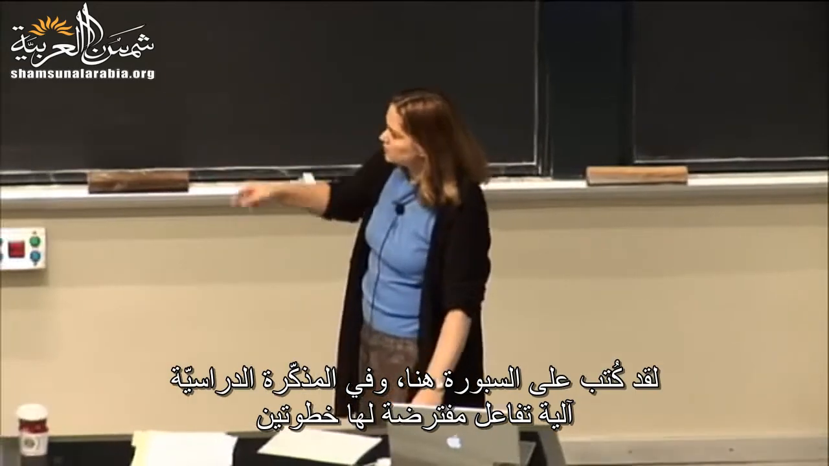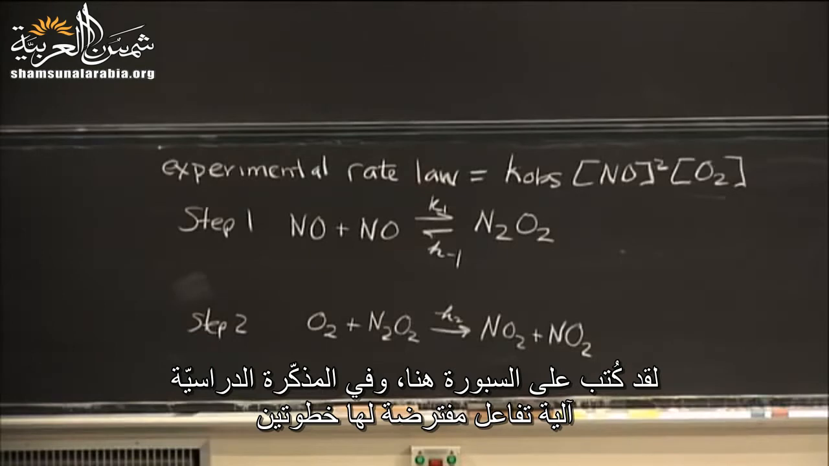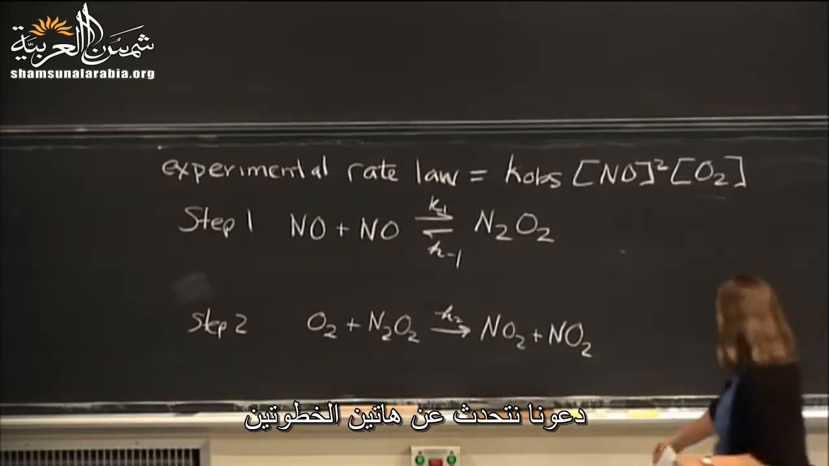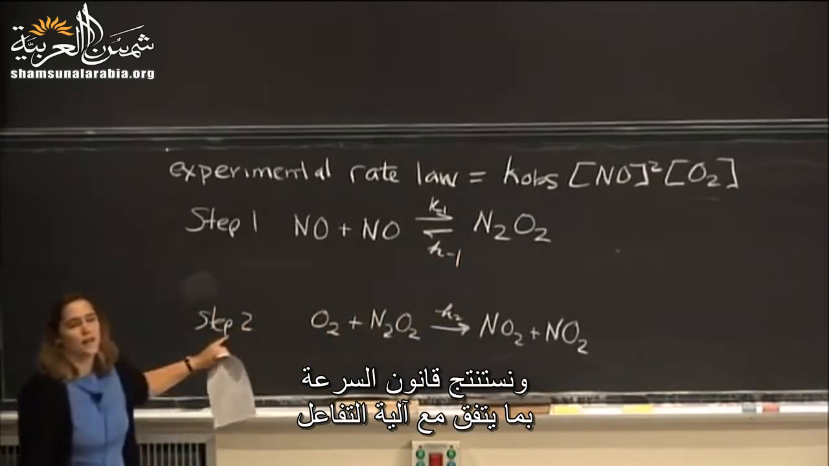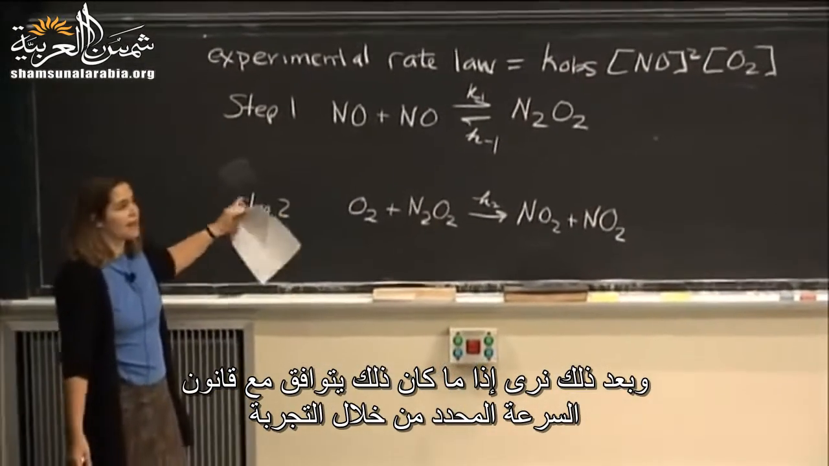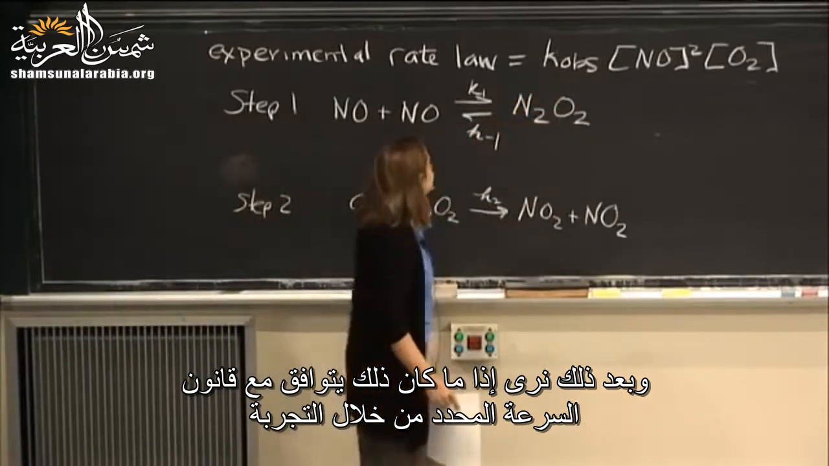So on the board here and in your notes, we have a two-step proposed mechanism. Let's talk about these two steps, come up with a rate law that's consistent with this mechanism, and then see if that agrees with the experimental rate law that was determined.